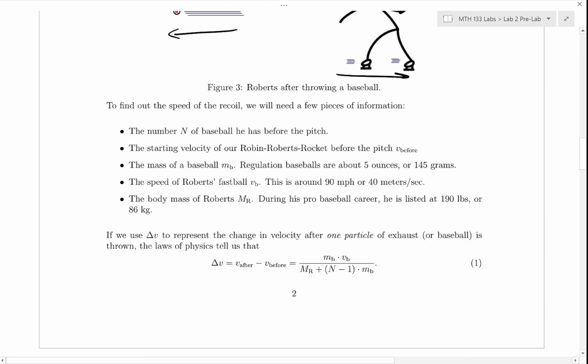So we're going to use some information about our system. We're going to use 5 things. The number of baseballs he's given before the pitch, the starting velocity he has before the pitch, the mass of each baseball, which we're going to assume is 145 grams, the speed of his fastball, which is 40 meters per second, and the mass of Roberts. We're going to say that was about 86 kilograms.